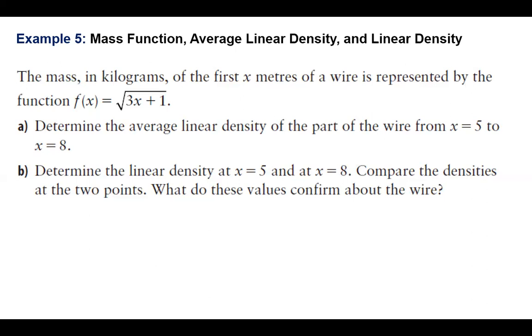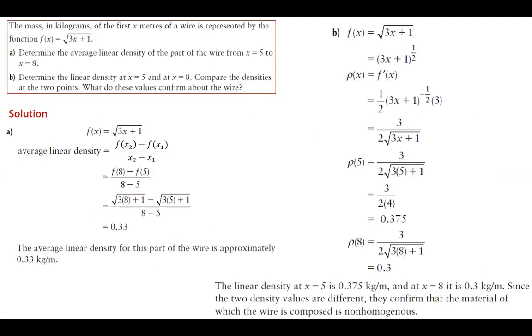All right, have you finished finding the result? Let's have a look at the solution together. First of all, according to the definition, average linear density is defined as delta f over delta x. So we can simply put (f(8) minus f(5)) over (8 minus 5). That gives us the average linear density between 5 and 8 is 0.33. So the average linear density for this part of the wire is approximately 0.33 kilograms per meter.